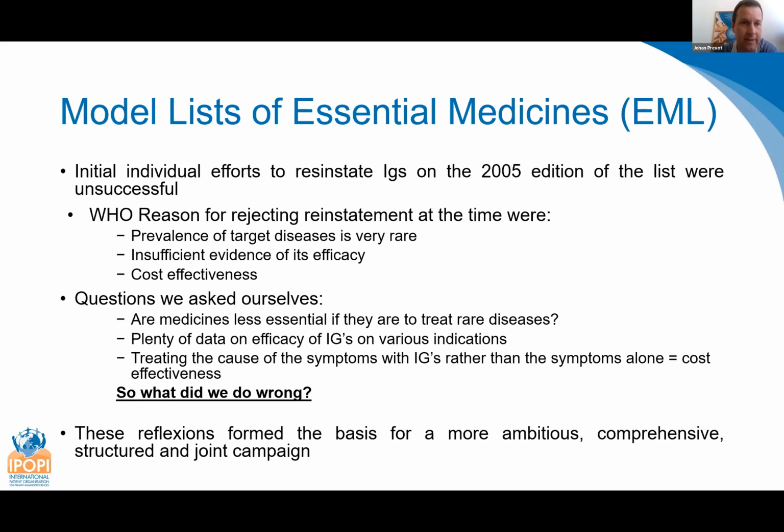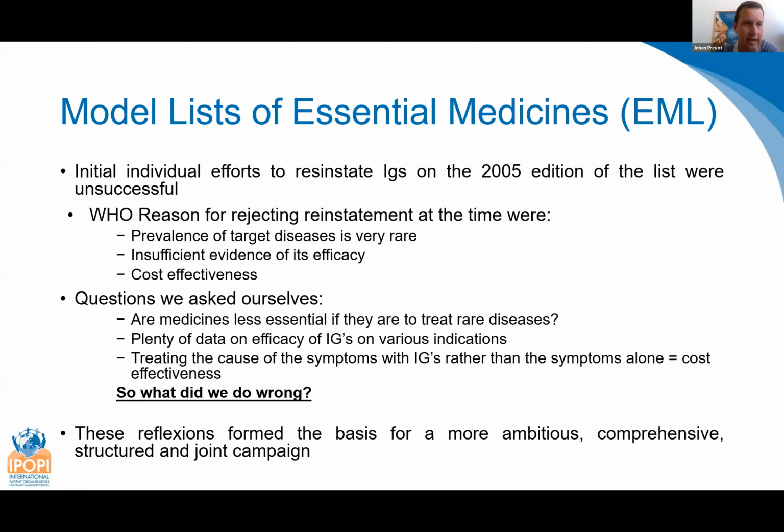They were saying at the time that the prevalence of the target diseases is very rare, that there is insufficient evidence of its efficacy, and that there is insufficient evidence of its cost effectiveness. And so that led us to really ask ourselves, what did we do wrong? Because we thought we had the right arguments.